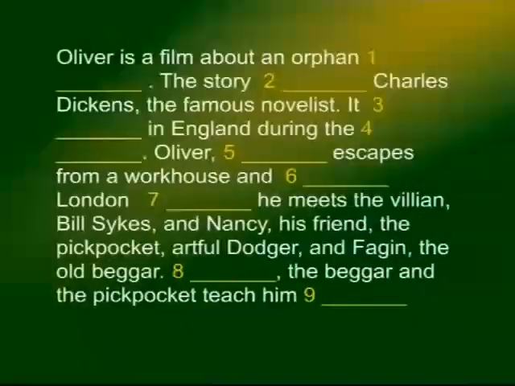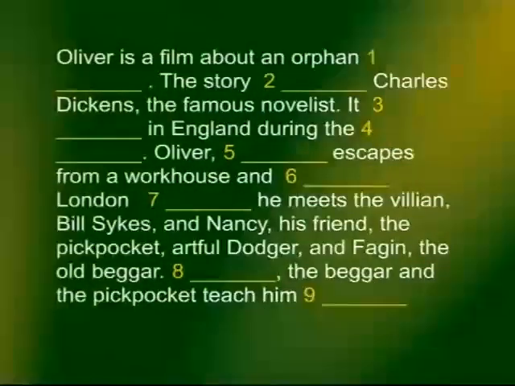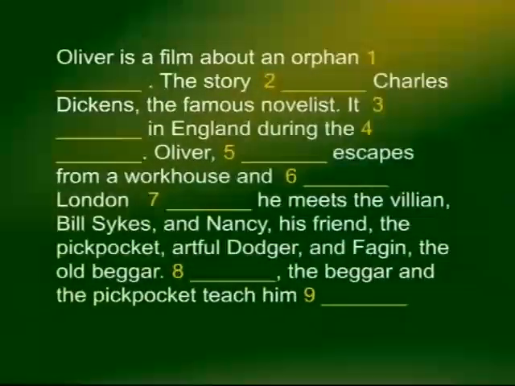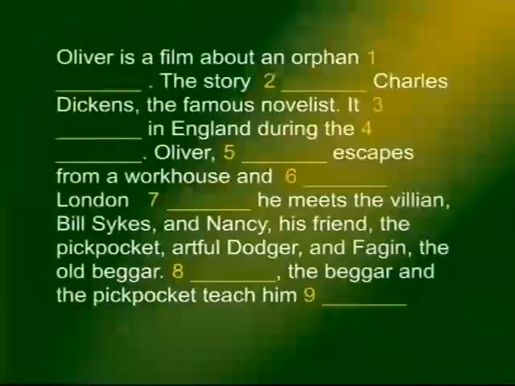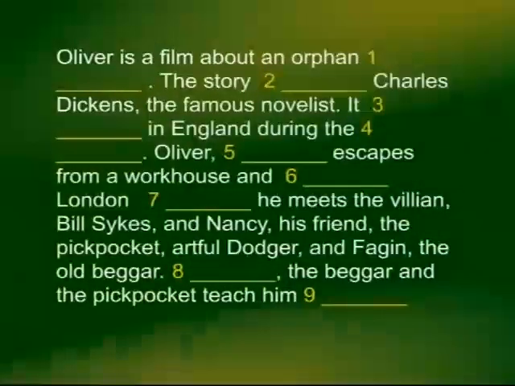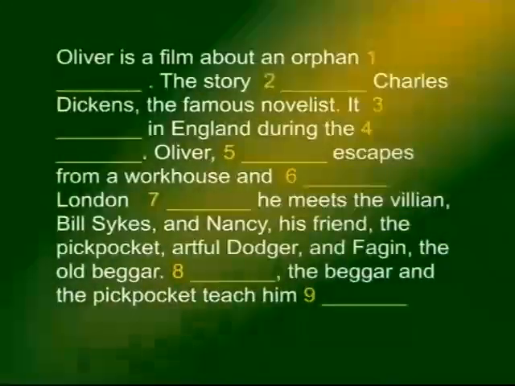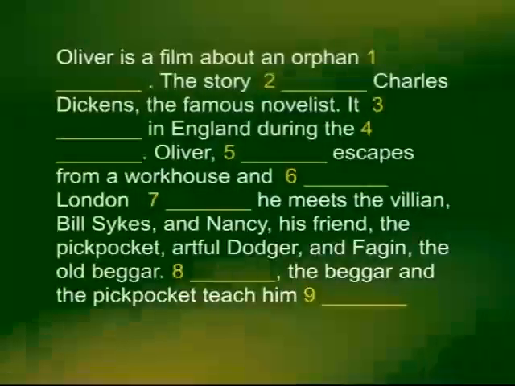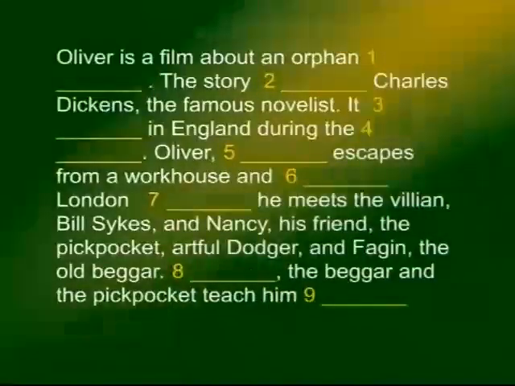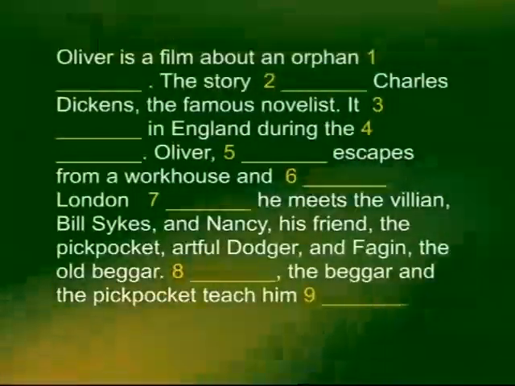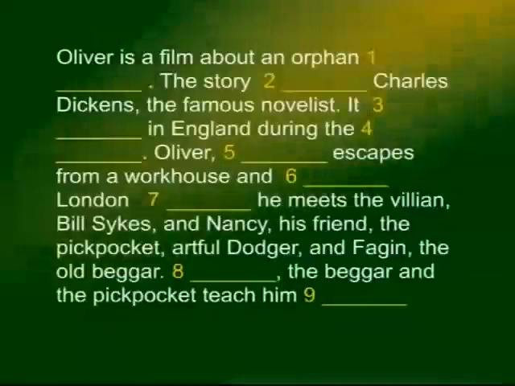Oliver escapes from a workhouse. Oliver, who, and you can write something, a phrase describing what he does, escapes from a workhouse and goes to London, runs off to London. Number 7, where he meets the villain Bill Sikes and Nancy, his girlfriend, the pickpocket Fagin, artful dodger, and Fagin, the old beggar. And then you can fill it up. I will not continue with this. You can do it entirely on your own.